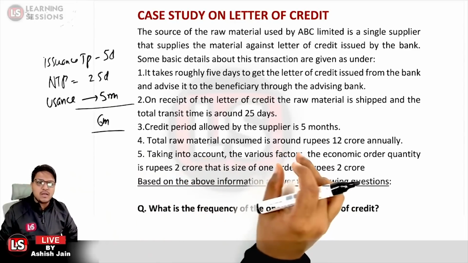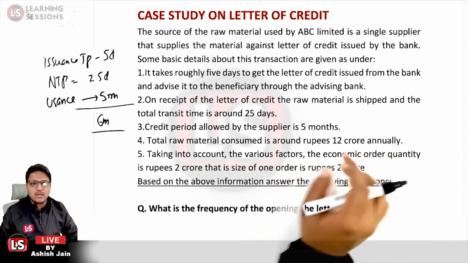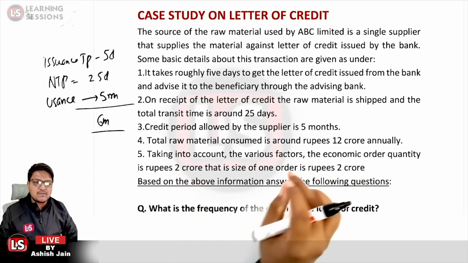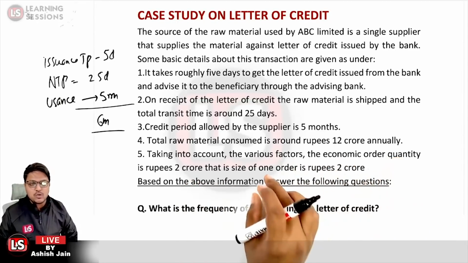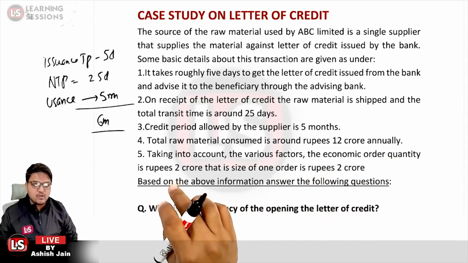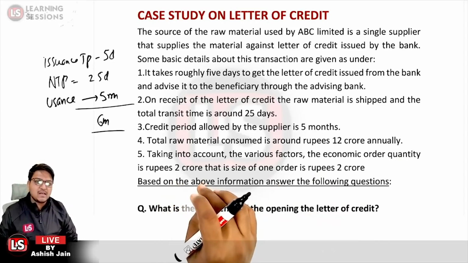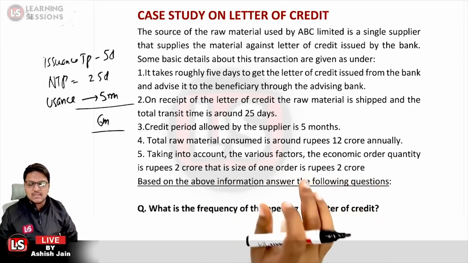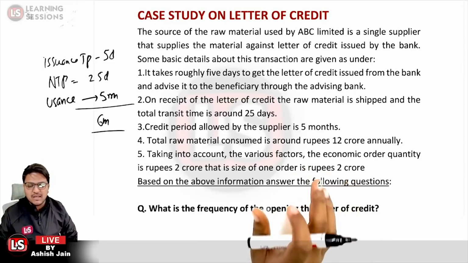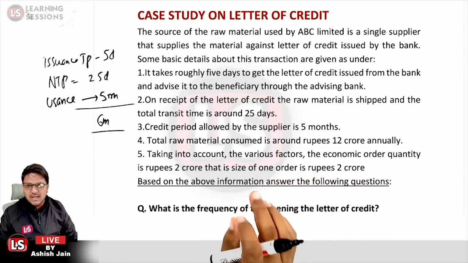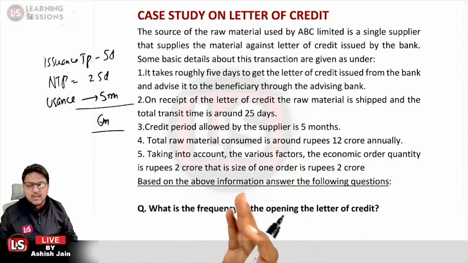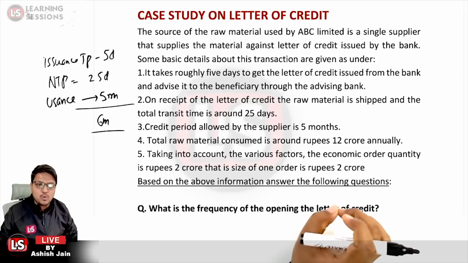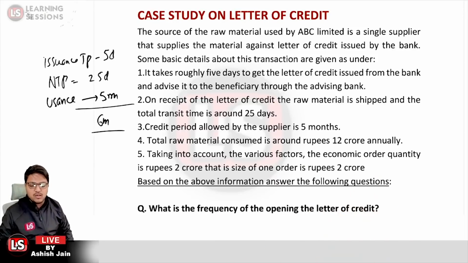Total raw material consumed in around 1 year is given to be 12 crore. Taking into account the various factors, the economic order quantity, EOQ, is given to be 2 crore. That is, the size of one order is rupees 2 crore. Because you are importing the goods overseas, there will be expenses, so the minimum economic quantity that will be ordered is rupees 2 crore. Okay, so now we need to answer the questions.